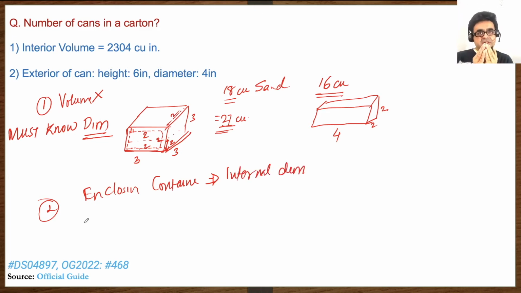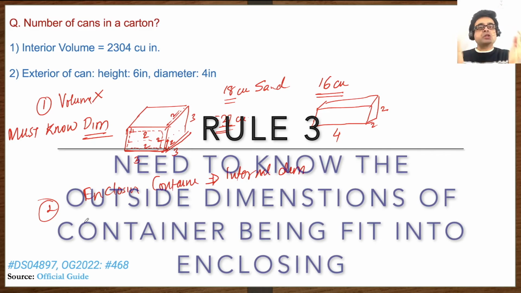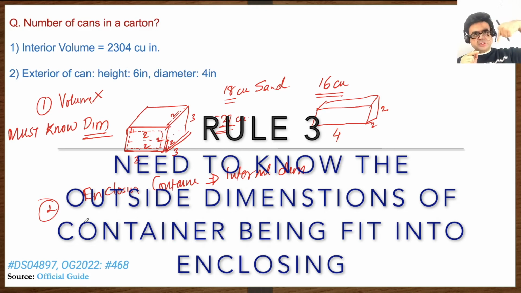Now, then there is a container that you are going to fit inside the enclosing container, and for that you need to know the outside dimension. It doesn't matter whether it is thick or thin inside, as long as you know the outer dimension, then you know whether it will fit or not, right?